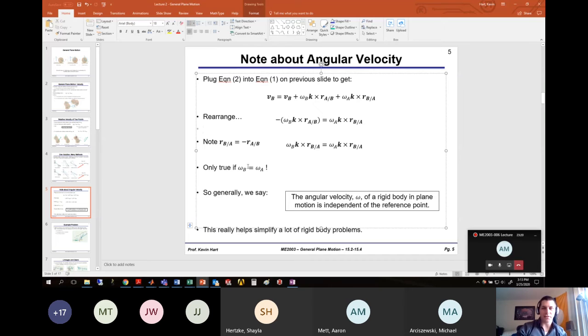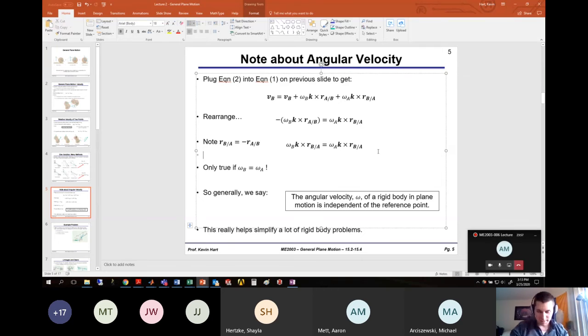I can distribute this negative sign in, and we'll note here that the position vector of B locating A is equal to the negative position vector of A locating B. So hopefully this makes sense to you guys, but if we have 2 points in space, let's say point A is down here and point B is up here, a position vector that locates B from A is the same as the negative position vector that locates A from B. Okay, so hopefully we understand this general idea. If we plug that into this expression, we're left with this general equation here.